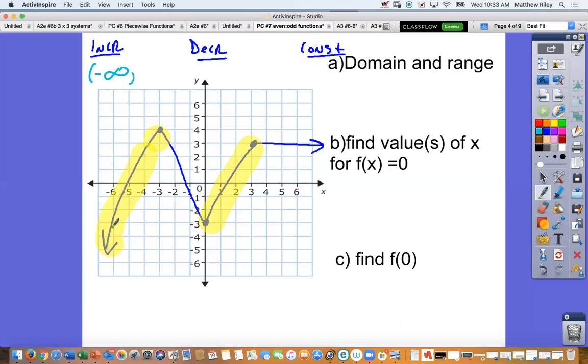Negative infinity. Why is it negative infinity? Because it keeps going left. And it keeps increasing until which x value? -3. Exactly.